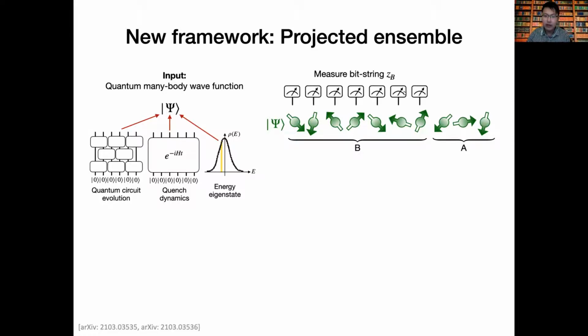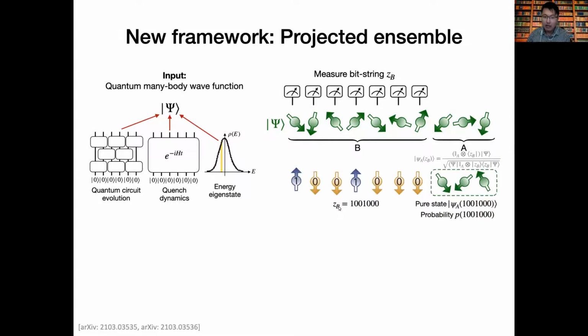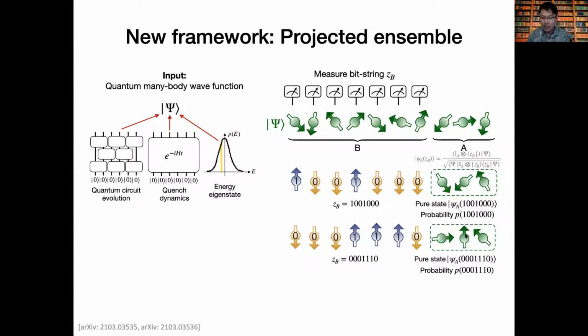Let's assume that we can projectively measure the state of the bath in some local basis, and therefore obtain a bit string ZB. So for example, you might obtain this bit string of the bath, 1001000, and then we know that the system will collapse to a state in which this part is definite, and this part is a pure state on A, which is potentially entangled, but is given by the Born update. And this occurs with a probability P that depends on the bit string ZB. And if we repeat the process, we might get a different bit string ZB, and we get different pure states.